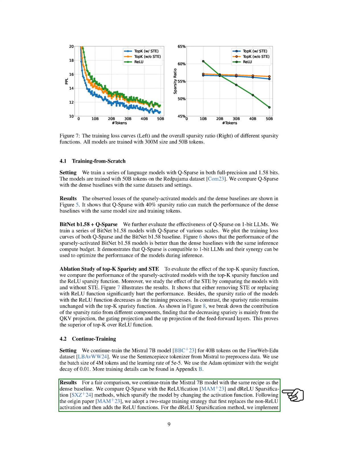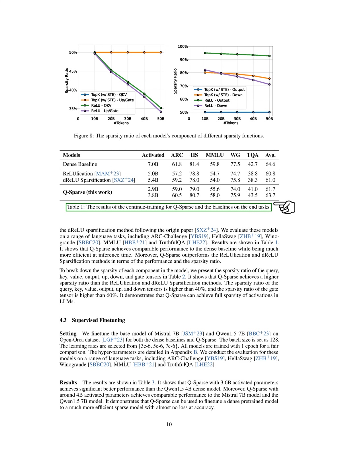We compare Q-Sparse with the ReLUfication and dReLU sparsification methods, which modify the activation function to create sparsity. Following the original paper's methodology, we implement a two-stage training strategy that first replaces non-ReLU activations and then adds ReLU functions. For the dReLU sparsification method, we adhere to the original paper's implementation. We evaluate these models across various language tasks, including ARC-Challenge, HellaSwag, Winogrande, MMLU, and TruthfulQA.